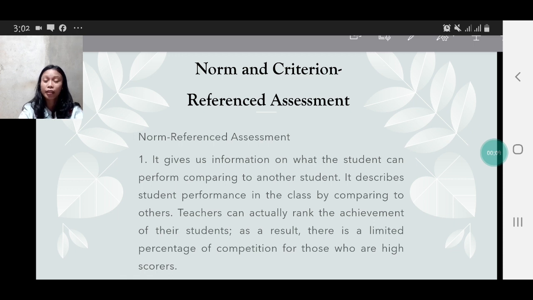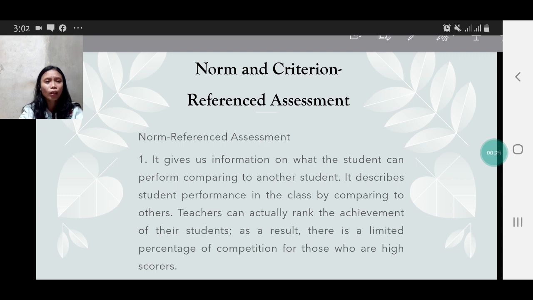So I will be continuing the report of Group 2, and my lesson for today is norm and criterion reference assessment. So what is norm reference assessment? It gives us information on what the students can perform compared to another student.